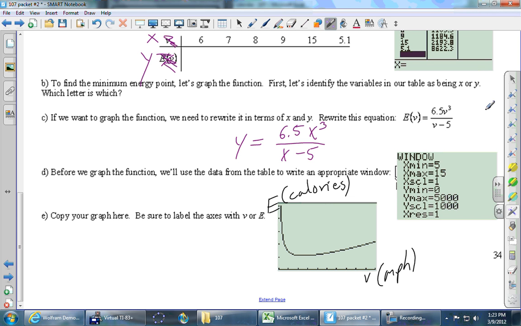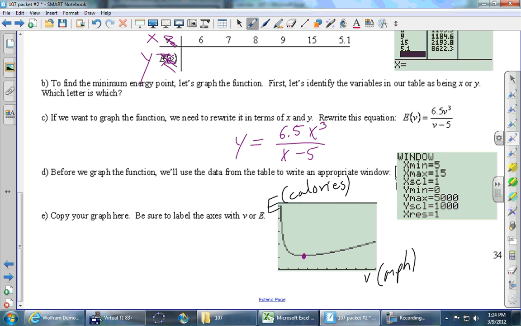What am I looking for on the graph to find the minimum energy point? Where will I find it? The place where y is at its lowest. We want to go down to the bottom. So we've got all these points to choose from, and you want to pick the one that is as low as possible. And it looks like somewhere in there-ish.